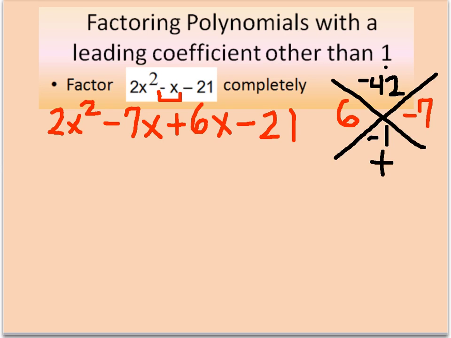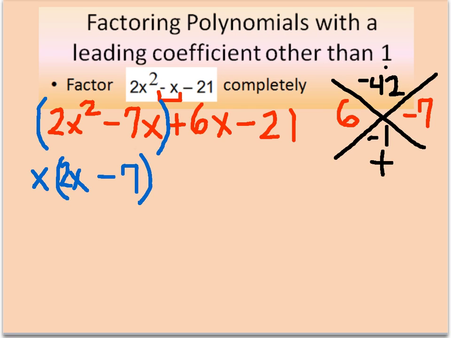And now I'm going to do factor by grouping. If you have 4 terms in a polynomial, you pretty much know factor by grouping is going to be your best bet. So I look at the first two terms, 2x squared and negative 7x, and I notice that the greatest common factor of those terms is an x. So I'm going to factor out an x. 2x squared divided by x is 2x, and negative 7x divided by x is negative 7.